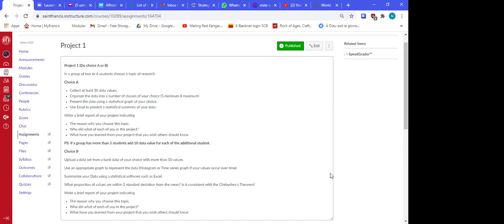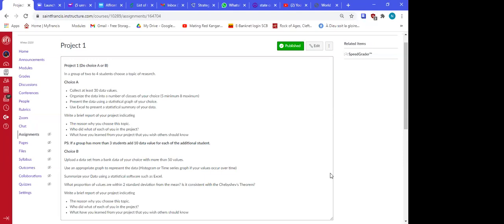And now you will write a brief summary or a report of your project. The reason why you chose the topic, what motivated you to choose that topic, who did what in the project. If you are 2 and you divided the work, you will say, Alvin collected data and organized it, and then George used Excel to present the data on a graph and to do the data summary. Data summary here is not writing the report. Data summary is mean, mode, median, what we get from the Excel output.